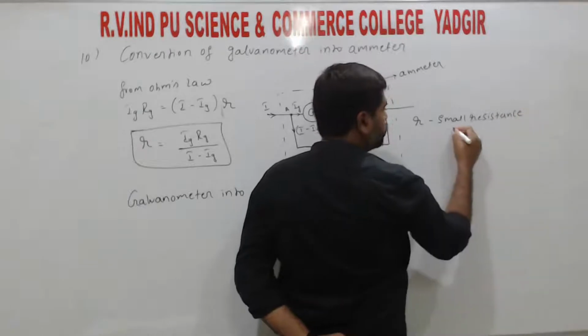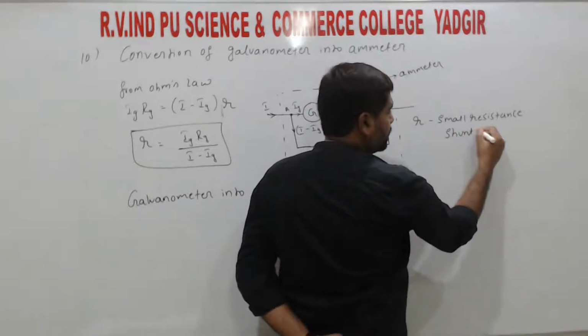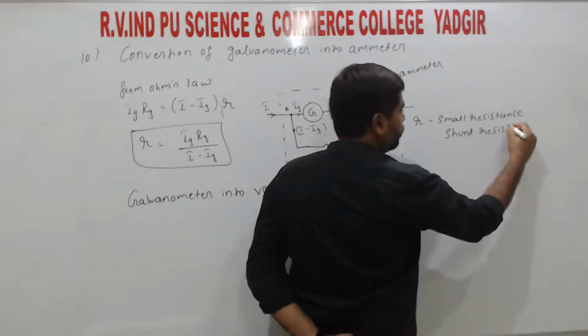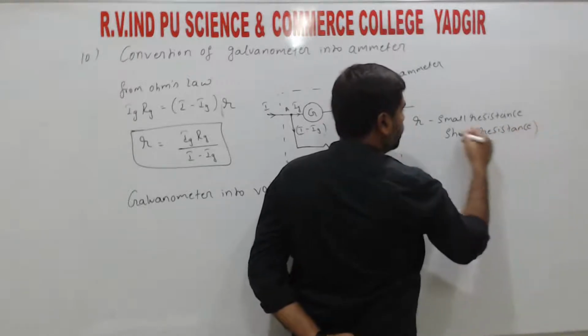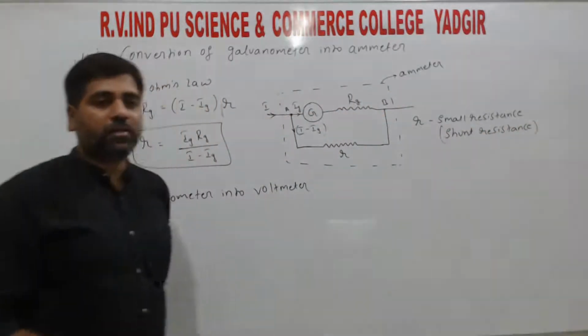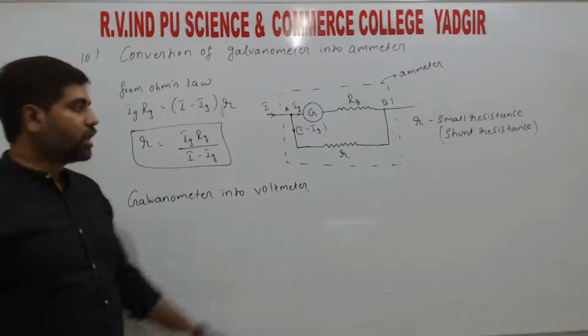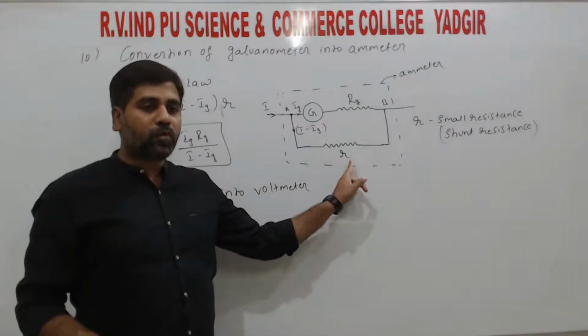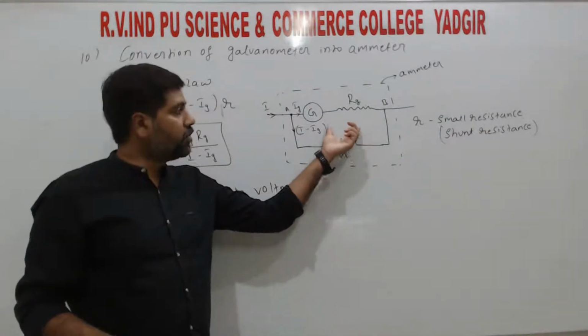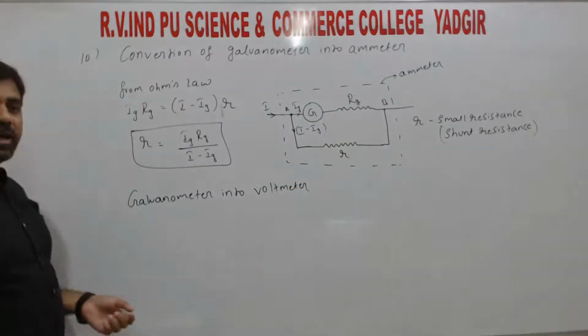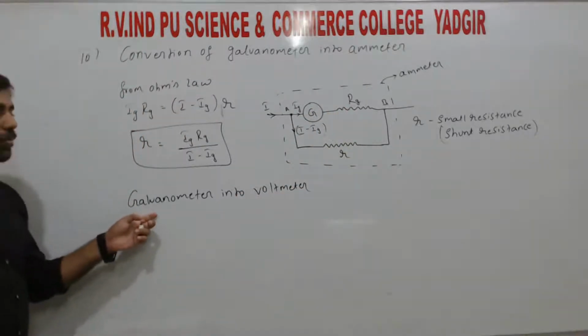In other words, we also call this one shunt resistance. So we call it a small resistance or a shunt resistance. So small r indicates what? The small resistance which is connected in parallel with the galvanometer, right? So how do we convert a galvanometer into a voltmeter?